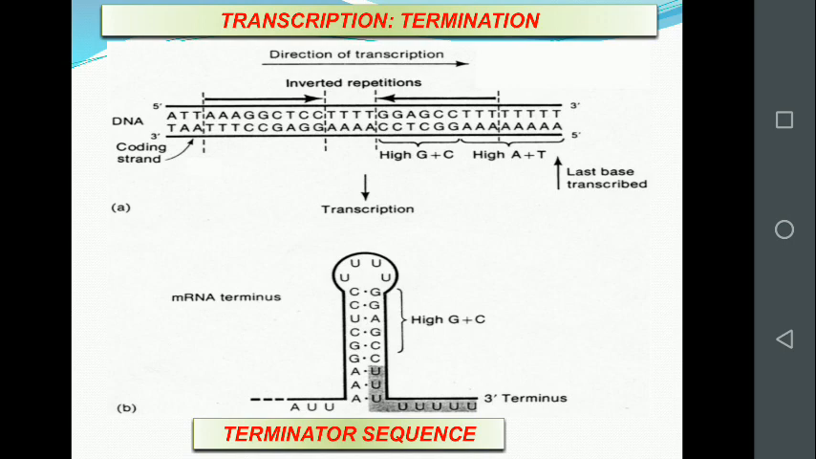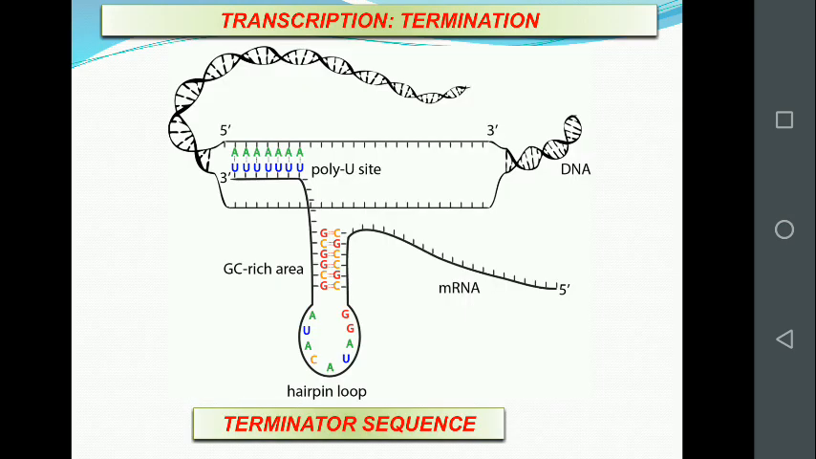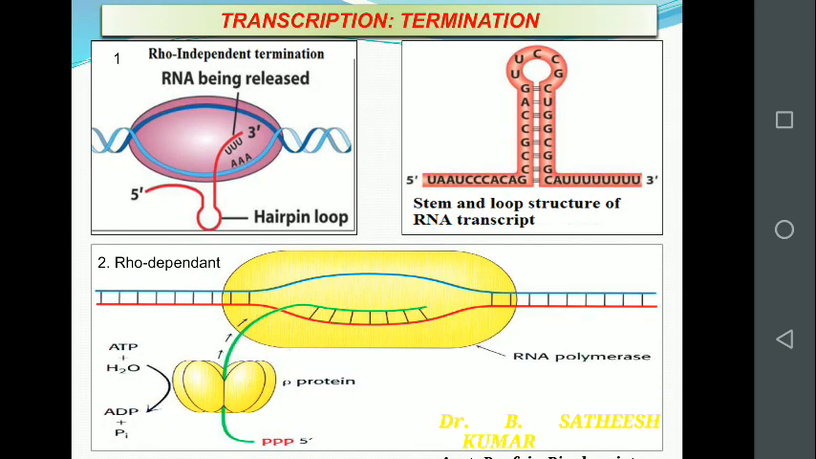First one is inverted repeat, so that a stem and loop structure will be formed in the mRNA, followed by poly U sequence. Okay, so here we have a GC-rich stem and loop structure followed by poly U that interacts with poly A in the template strand. So in the termination we have two termination processes. First one is rho independent termination and second one is rho dependent termination.